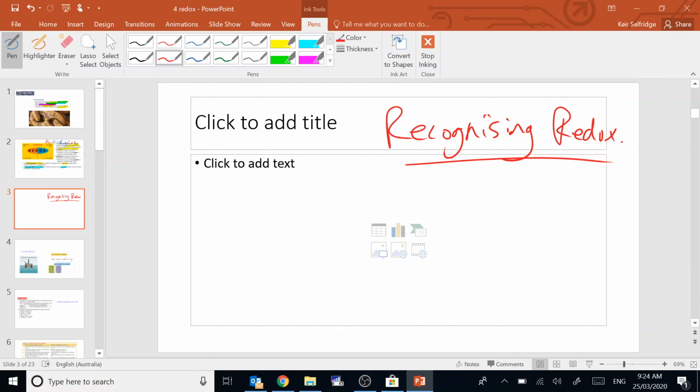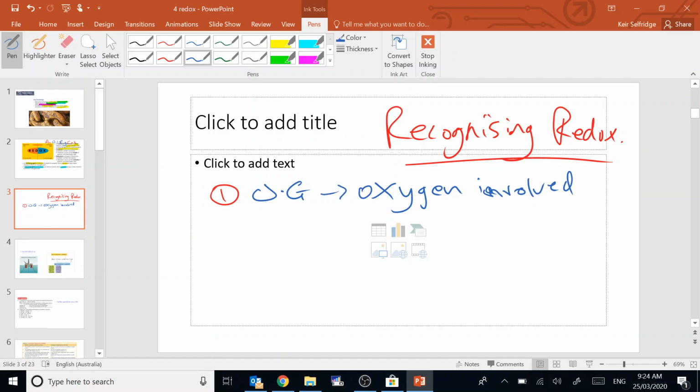How do we recognize redox? Okay, three main ways. First way, once again, you probably remember it from year 11. Let's call it the original, the old school. Let's call it the OG. The OG is where oxygen is involved. If oxygen is involved, then it makes sense where the names came from. Oxidation is where something, usually a metal, gets some oxygen attached to it.